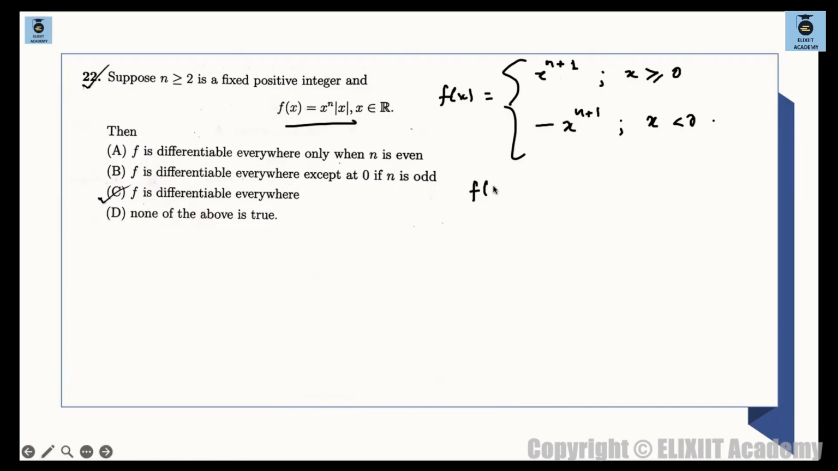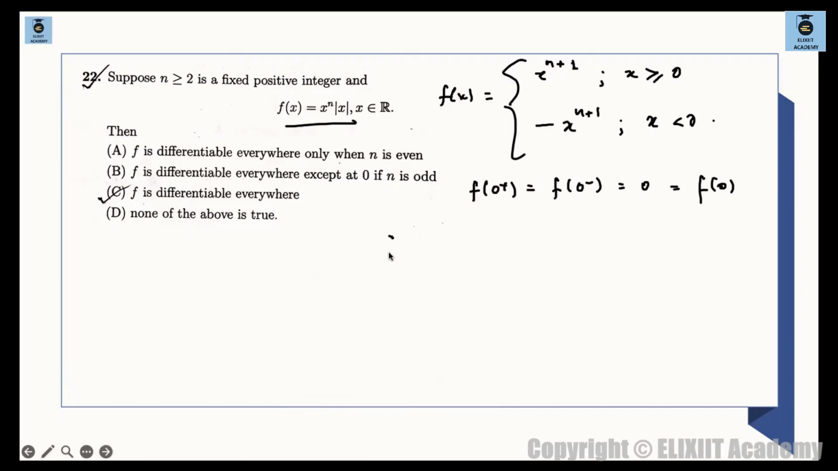So f of 0 plus, is this function continuous? You can clearly see f of 0 plus and f of 0 minus will be 0 only. So as f of 0, this will be 0. So definitely this is a continuous function.